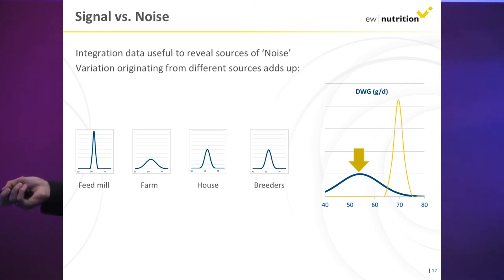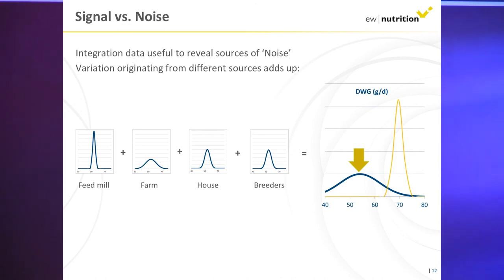This is from a published paper on a commercial study. A lot of variation in daily weight gain, comparing it with a well-controlled environment, right? So by knowing the sources of the variation, you can consider that in your experimental design when doing a field study.